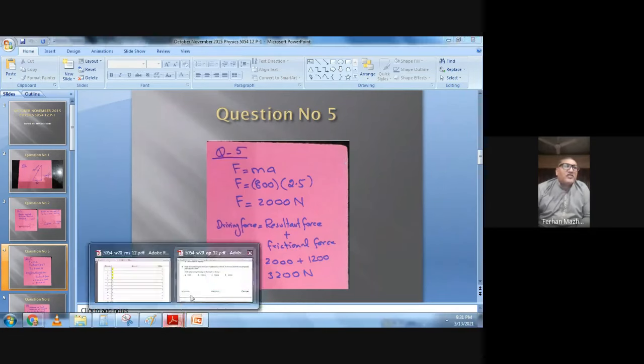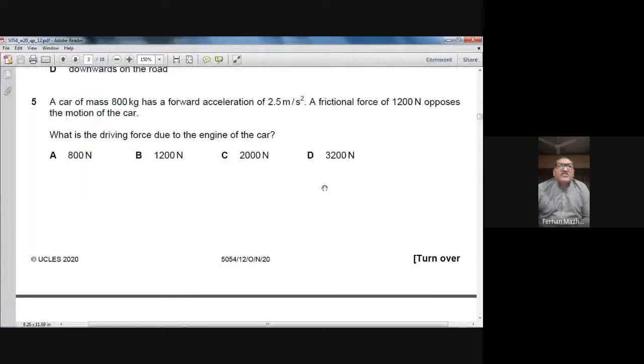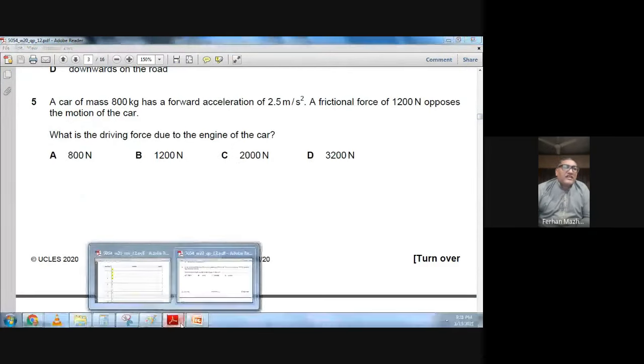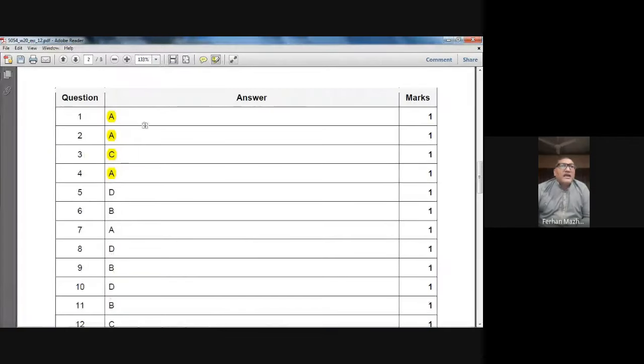Let's check what is the option. 3200 Newton. This is D option. Question number 5, D is the right option. Let me check from the marking scheme. Yeah, D is the right option.